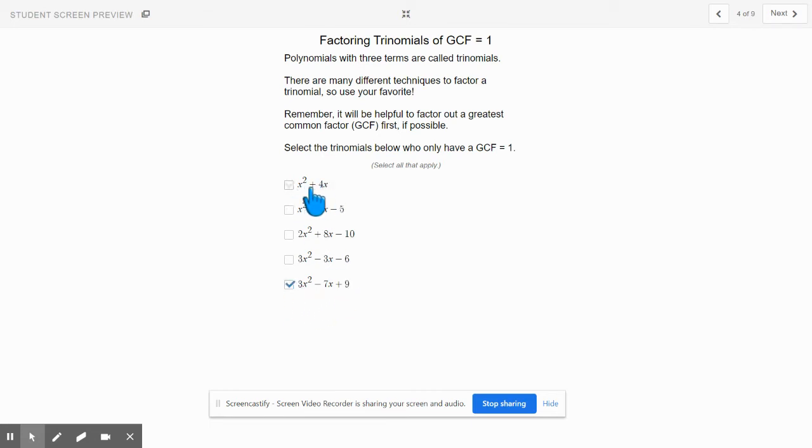This one you can factor out an x, so that doesn't work. You could take an x out, right? This one, you can't take anything out. That one's done. This one, you could take a 2 out. This one, you could take a 3 out, okay? Understand what it means to GCF. All 3 terms have to be able to be divided. This could divide 3 out of all three terms. You can divide 2 out of all three of these terms, okay?